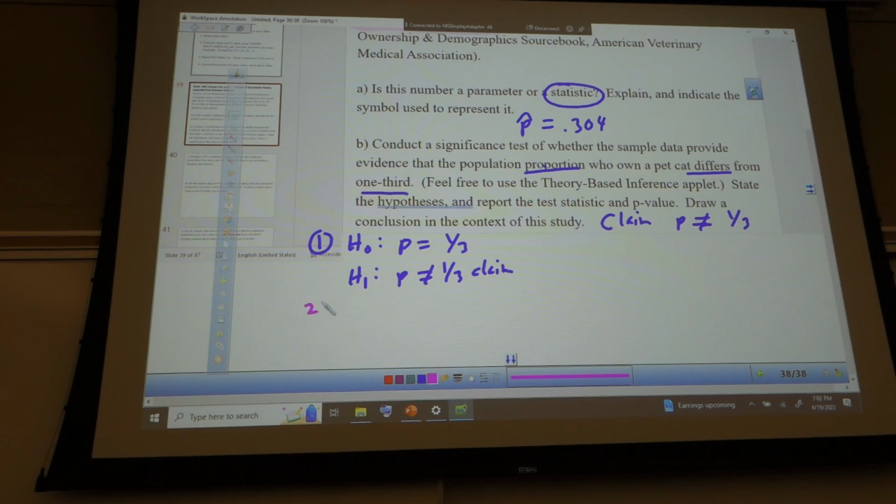Alpha equals... there's no alpha given, so what are we going to use for alpha? 0.05. Step 3, I'm going to do a 1 proportion test.